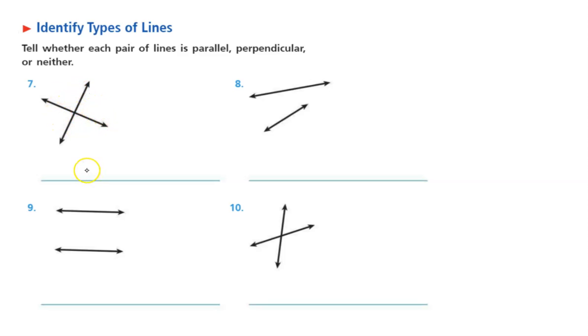And if I could do that very quickly, I could see that this is indeed a perpendicular line. For today, I'm going to let you write it down as perp, just to save us some time. But then number 8 is hopefully pretty obvious to see.